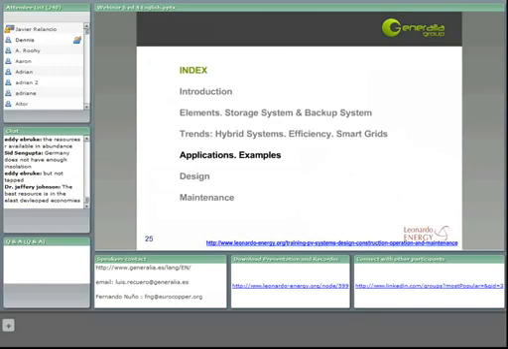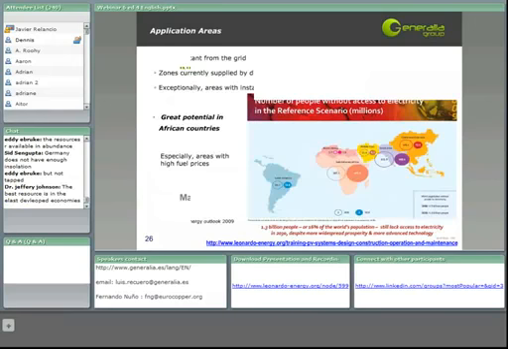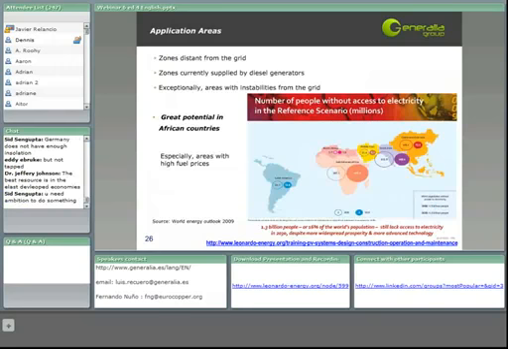So we get to the chapter of the examples of applications for this type of solutions. About the applications areas for this type of systems, we have to know that normally there are zones which are distant from the grid, or zones which are currently being supplied by diesel generators. We can find a great potential for this type of system in the African countries, especially in those areas where the price of the fuel is high.